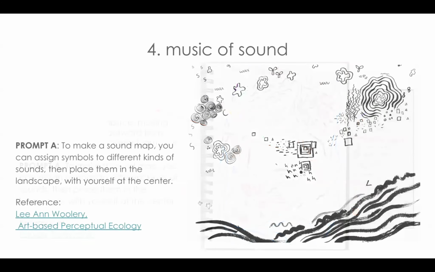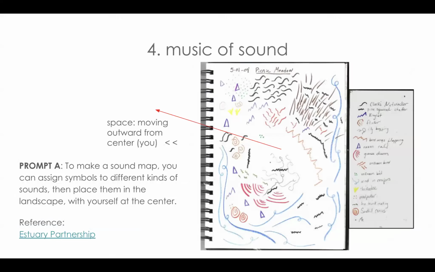Another way of capturing sound is thinking of it like a sound map, with yourself at the center. You might create symbols to represent certain kinds of sounds, like a rumbling sound or a tick tick sound or a chipping sound. You might create a little visual key for what the sounds are and then place them in the environment, in relationship to you. So here's another example. You're at the center, and the sounds are moving away from you. You can see this person had a little key.